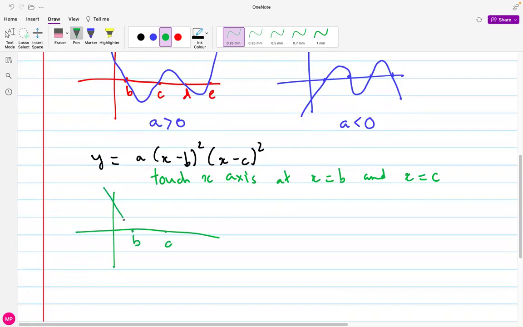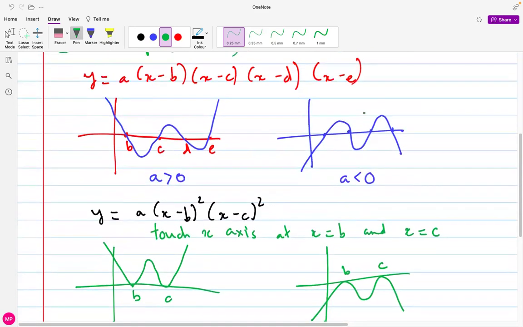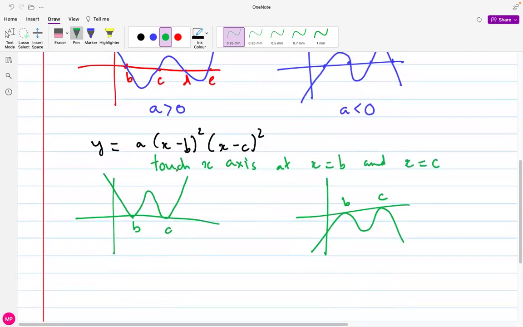Then you go to B, and at B, remember, you need to touch it because you form a square. So you back up straight away. Then you go to C, and at C, you need to touch it, so you go up again. Similarly, if I do a negative, then I can go like this. So it's both touching the x-axis. So we have two forms so far, as you can see.